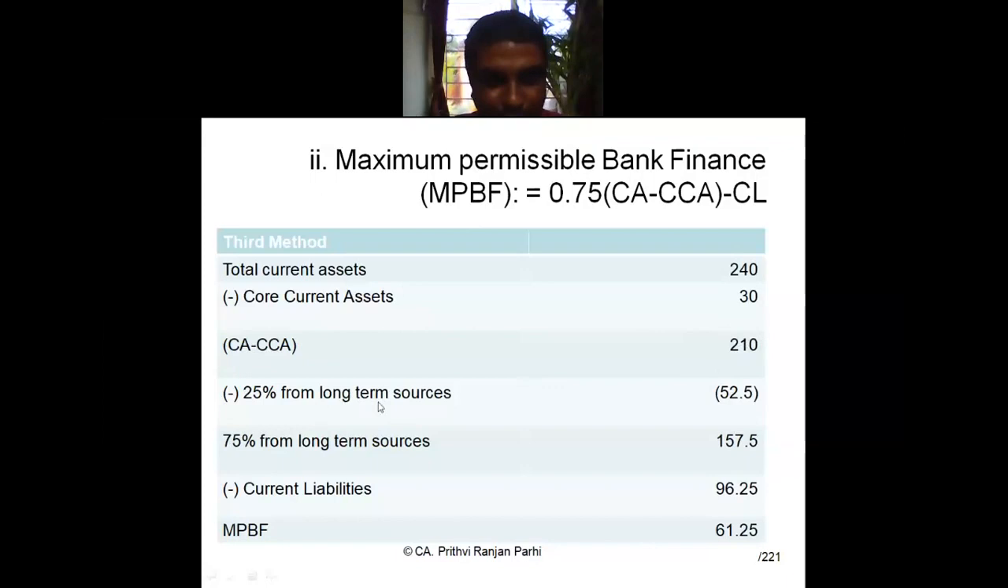In the study material, what has been done? Minus 25% of the long-term sources. 25% of 210, right? So you're getting 52.5. It's saying you should arrange from long-term sources. So what is the balance? Balance is 75%. Either I can directly calculate 75% or deduct 25%. So I'll be getting 157.5, right? So this will actually be 157.5 that should be this thing.